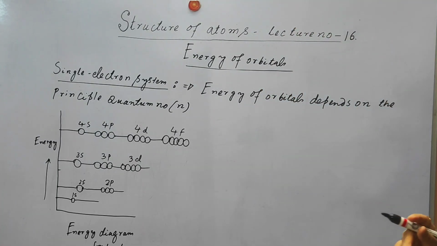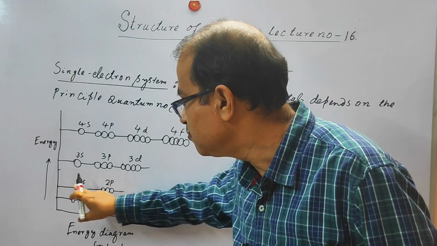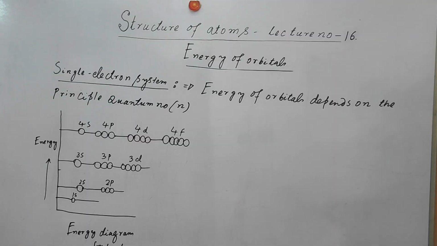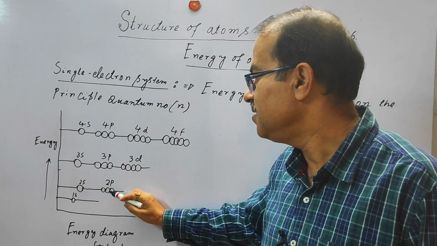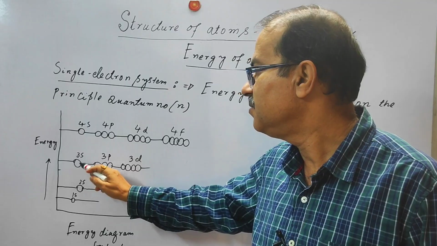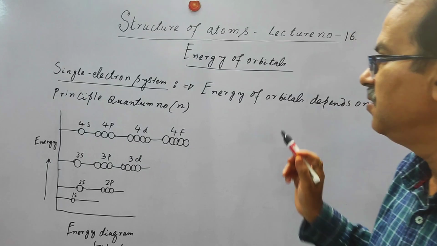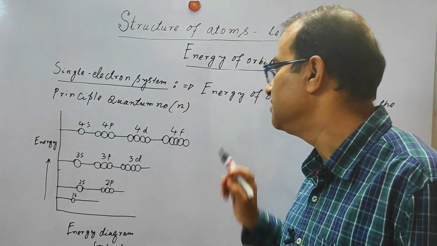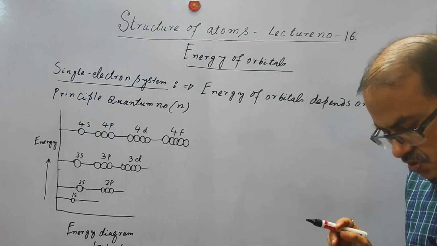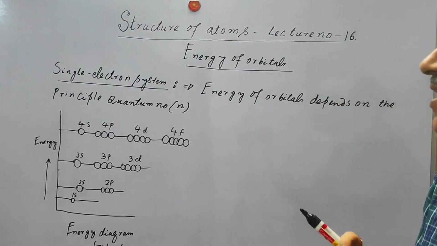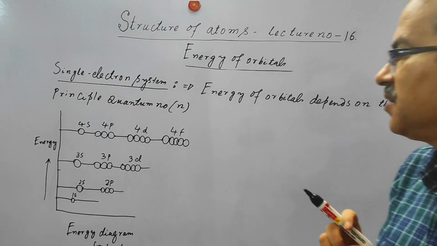And you can see one thing, that in spite of the 2s orbital and the 2p orbitals having different shapes, they have the same energy. You can see here 2s orbital has the same energy as 2p, 3s orbital has the same energy as 3p, 3d, and 4s orbital as well. So there is no dependence on the azimuthal quantum number, that is l. It is only dependent on the principal quantum number.